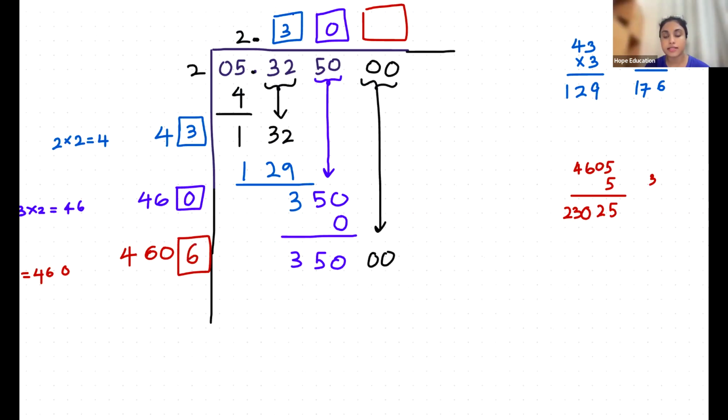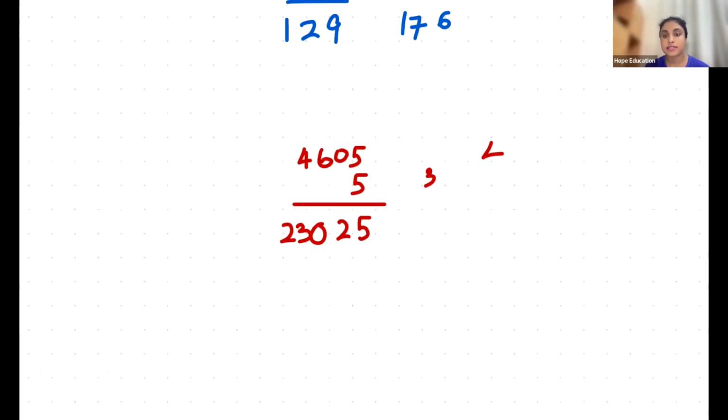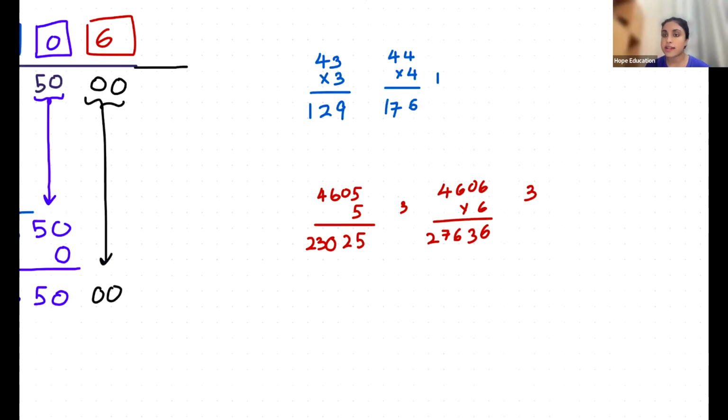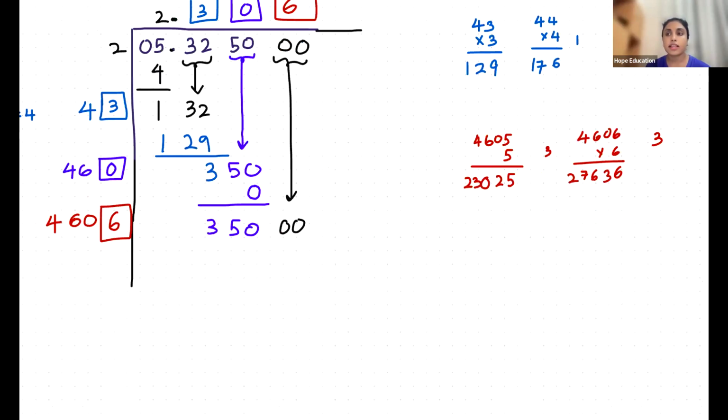4,606 multiplied by 6. 6 times 6 is 36, 3 remaining. 6 times 4 is 24, 25, 26, 27. So we have 27,636. Okay, that seems okay. We need 35,000. Let's try another one and see just in case.